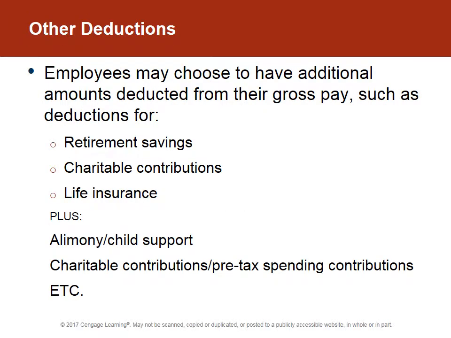Other deductions, as we've talked about, from gross pay could be for retirement, charitable, life insurance, health insurance, alimony or child support. Usually that's a court order. Pre-tax spending accounts help pay for amounts such as deductibles for medical insurance, and there are many, many others. I know I have parking withheld from my pay.